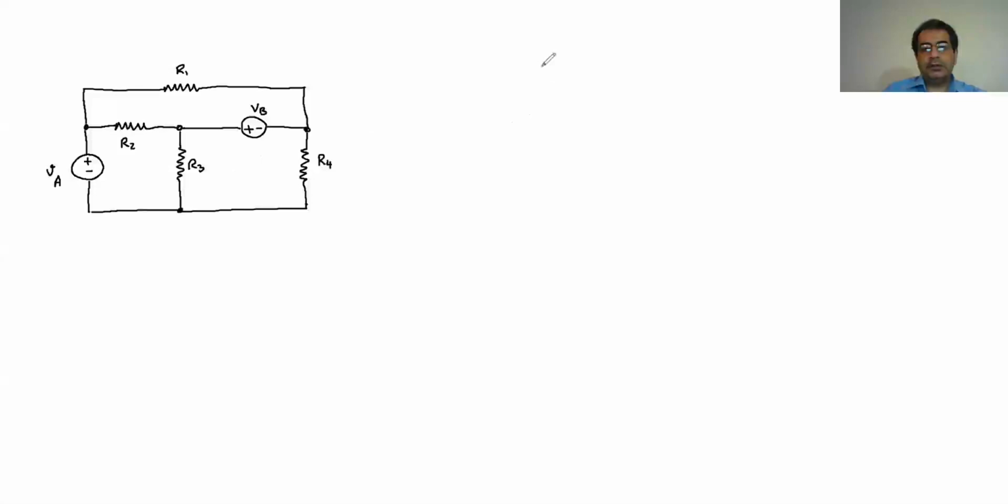And then I have to consider the current and the direction of the current. So I assume this one's going to be my first loop. And I assume, again, the magnitude of the current is I1, and it's rotated like that. So the direction of the current in this loop is like that. For the second loop, the current goes this way, and it's going to be I2. So the magnitude is I2, and the direction, I assume, is going to rotate clockwise.